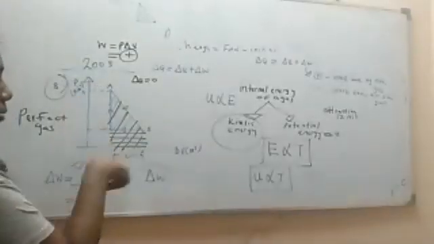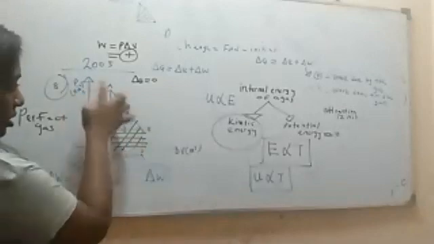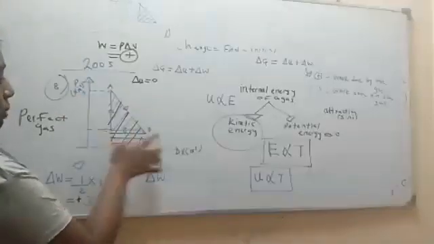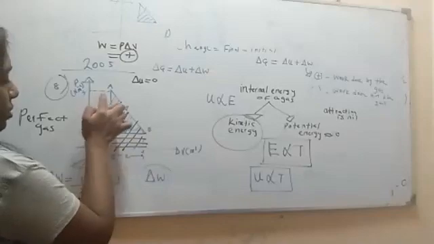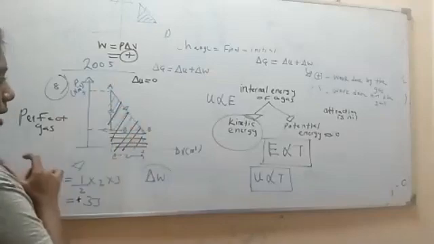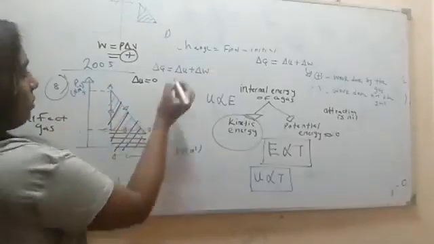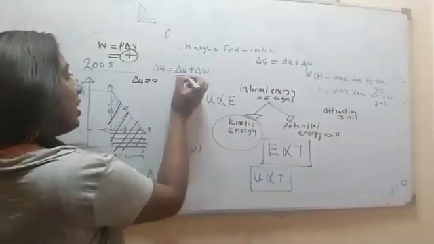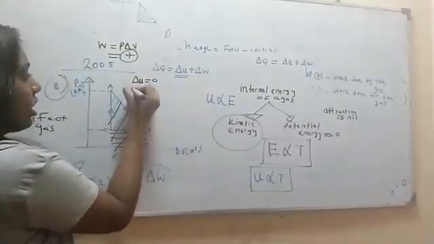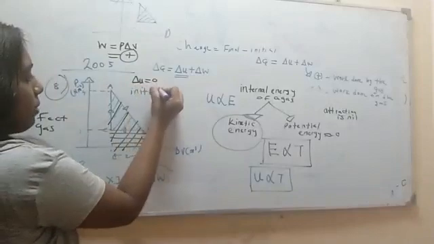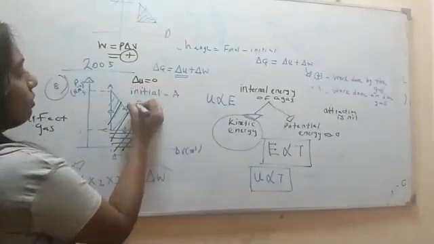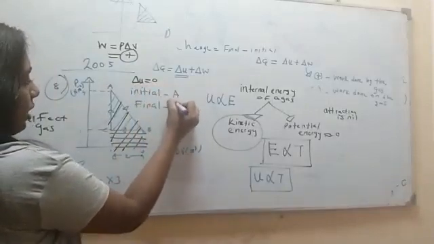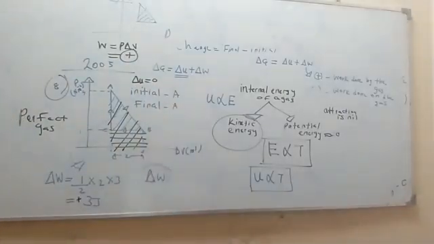Now, the gas is starting from A and coming back to A. First, the A to B process is happening, then the B to C process, then the C to A process. Now, it is coming back to A. We have to calculate the internal energy change. The initial position is A, and the final position is also A. Then what is the internal energy change?